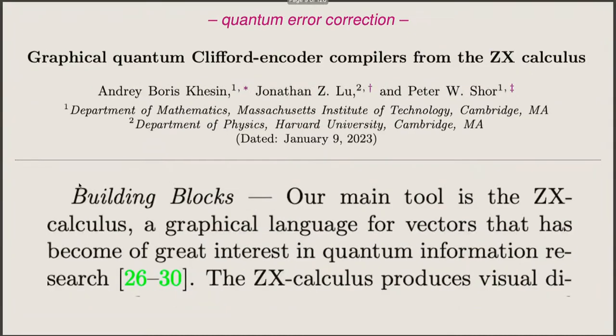More recently, this is Peter Shor, who you must know about. He's now also starting to advocate ZX calculus for error correction. He said everybody who does error correction should actually be doing this. That's what he said. And he's teaching ZX calculus at MIT now. But this is all quite recent, you see.